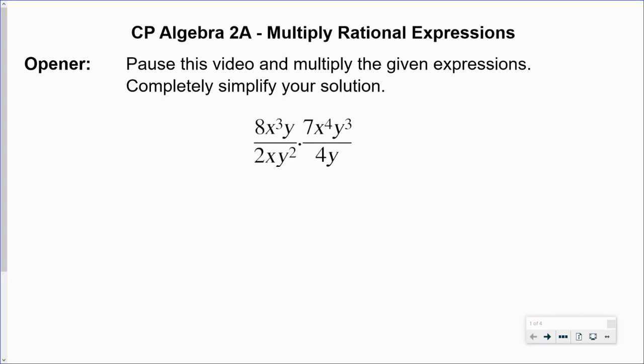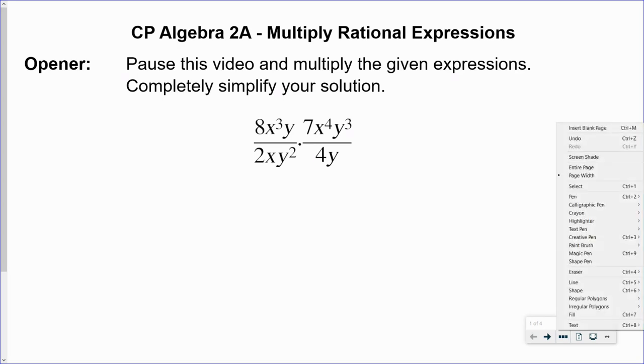Okay, let's discuss how to multiply these two rational expressions. The first thing that we're going to do is find the product of the numerators, and then find the product of the denominators, and look for any common factors that we can divide out that are shared by the numerator and the denominator. So let's go ahead and take care of that right now.